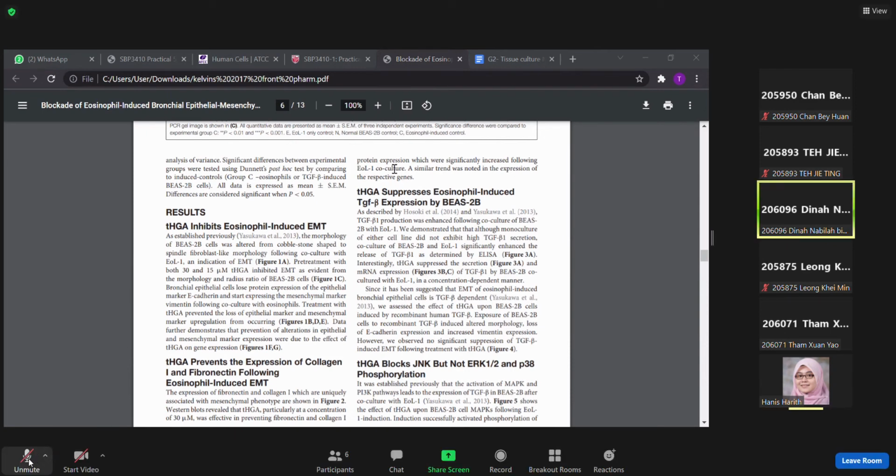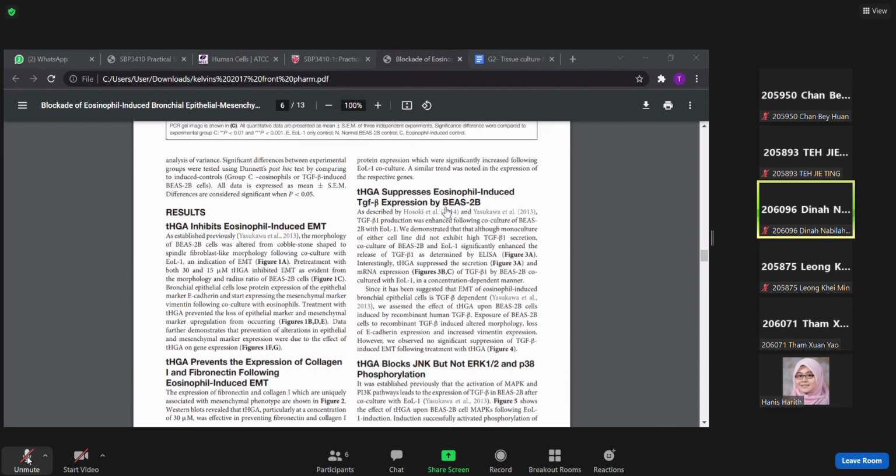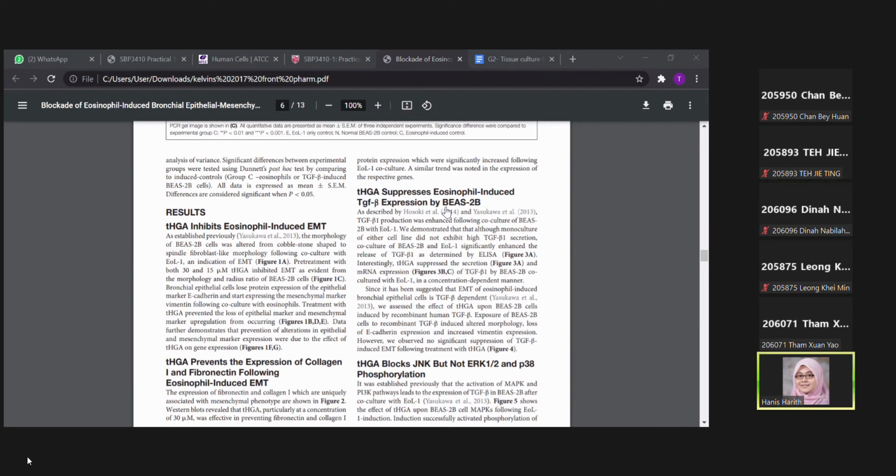Doctor, can you repeat back the cell culture model name? The cell culture model name would be eosinophil induced BS2B cells. Eosinophil induced BS2B cells. Okay, the model. Okay.